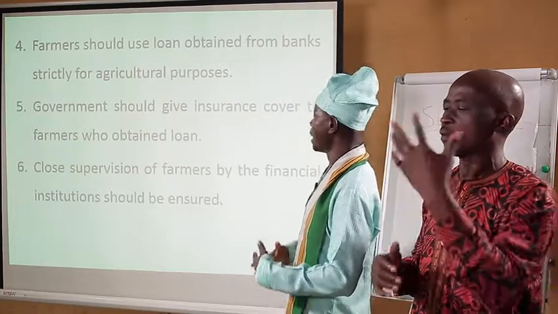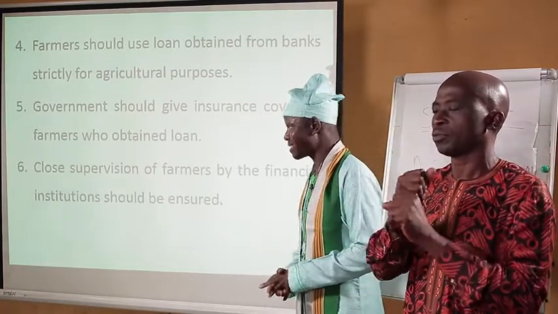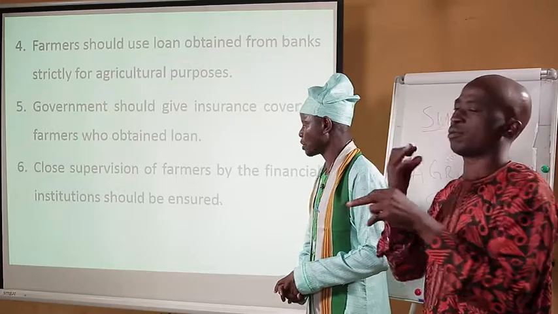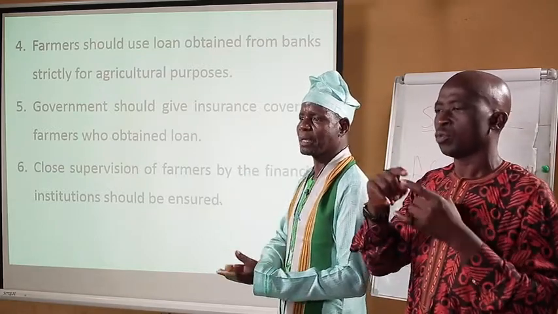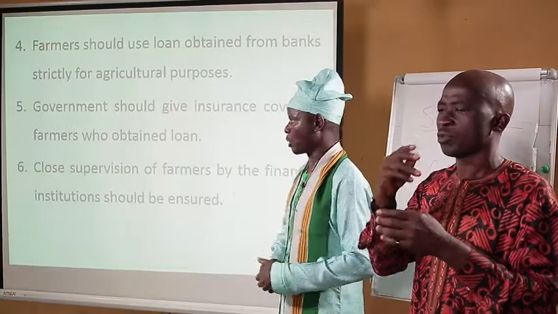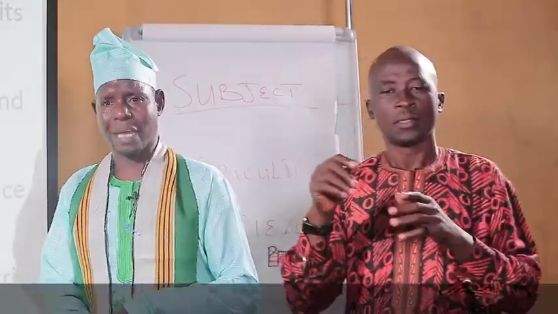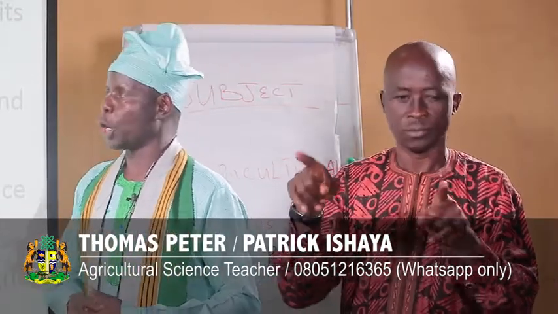5, government should give insurance cover to the farmers to obtain loan. And 6, close supervision of farmers by the financial institutions should be ensured so that farmers use the money they obtain as loan for agriculture. My dear listeners and learners at home, I believe today we have learned a lot.